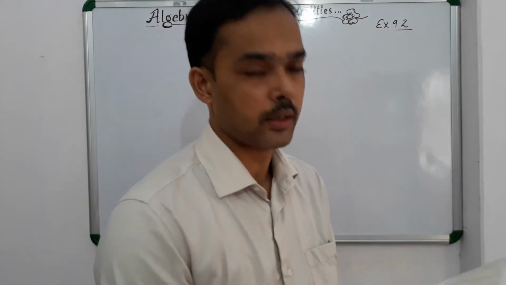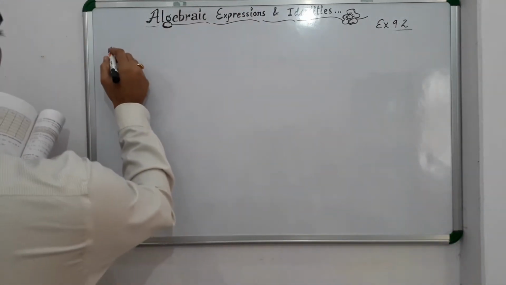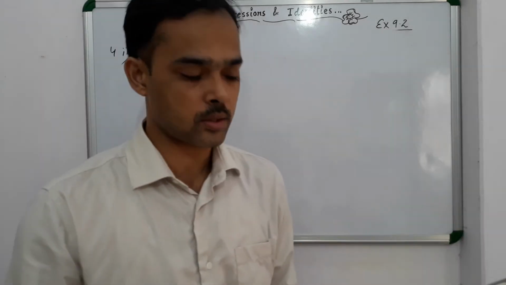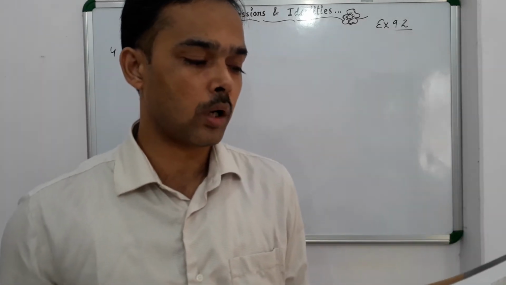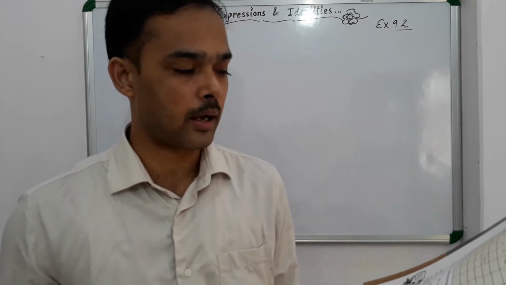Today we are going to do the remaining questions of exercise 9.2. Let's begin with question number 4, and in it we are going to do the second and third part. In question number 4, if you see the second part, it is mentioned: obtain the volume of rectangular boxes with the following length, breadth and height.